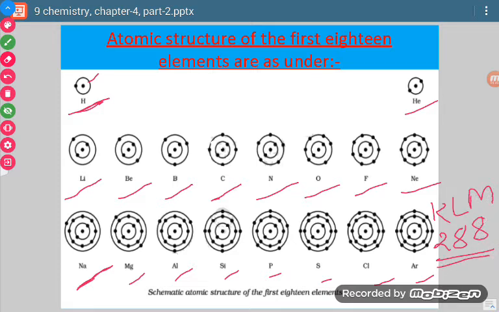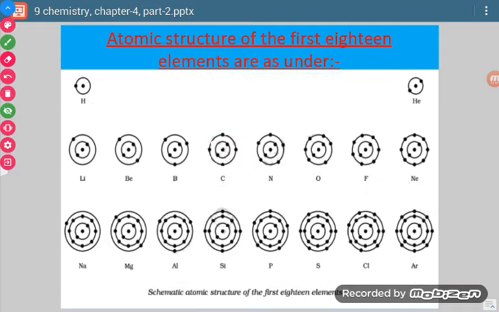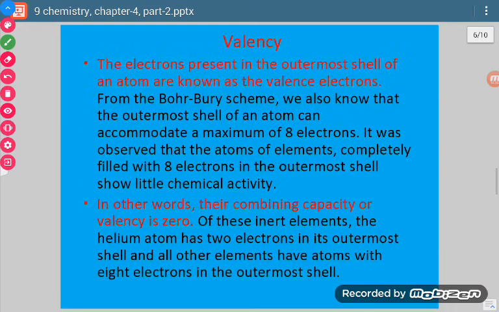So this distribution which I have written here, KLM, is called the electronic configuration. So if we are told to write the electronic configuration of carbon, then how will we write? This way we are going to write KLMN, and how many electrons? In K there are 2 electrons, in L there are 4 electrons. This is vacant, this is vacant. So if we write this way, it means I am writing the electronic configuration of carbon. Okay, so this is the most important thing which you have to learn.